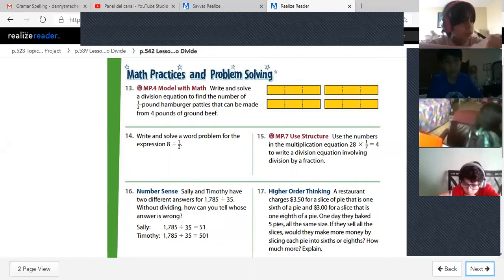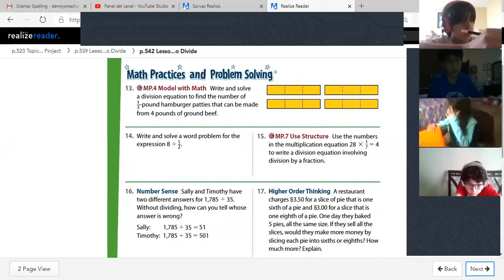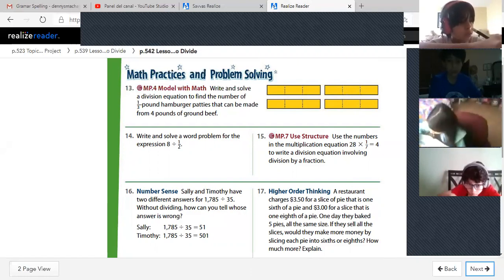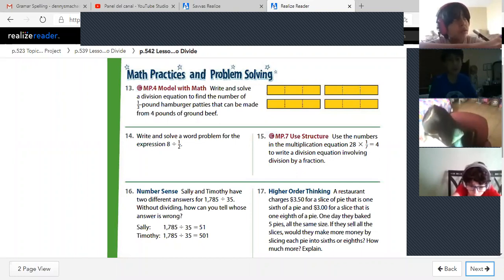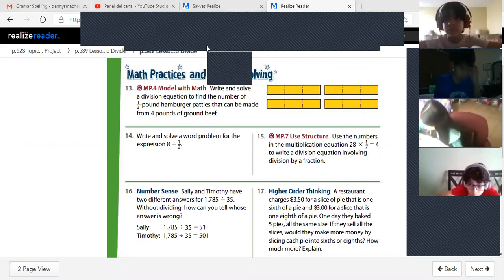Write and solve a division equation to find the number of 1/3 pound hamburger patties that can be made from 4 pounds of ground beef. How many parts can you make with 4 pounds? Mister, I know the answer. What's the answer, guys? 12. And how can you prove this? 12 is equal to what? 1/3. 12.